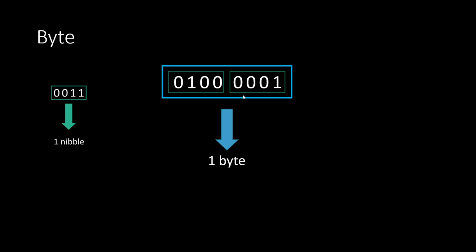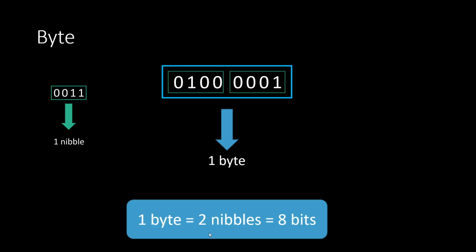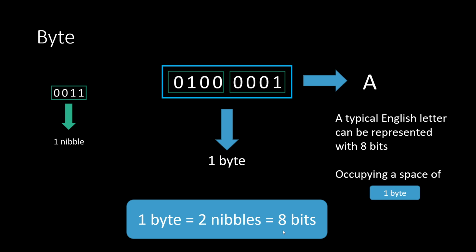And the unit that's slightly larger than a nibble is called a byte, and 1 byte is composed of 2 nibbles. So 1 byte is equal to 2 nibbles, equal to 8 bits. A typical English letter can be represented with 8 bits, occupying a space of 1 byte. And this binary sequence, 01000001, is exactly the binary representation of the letter A.